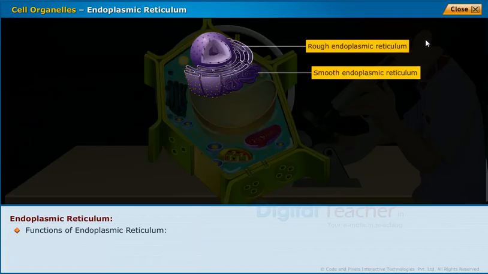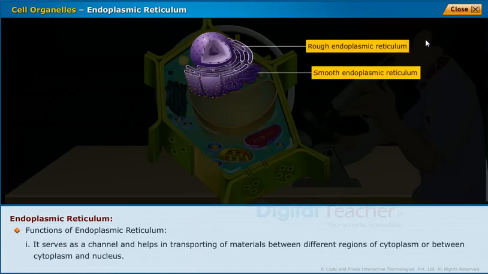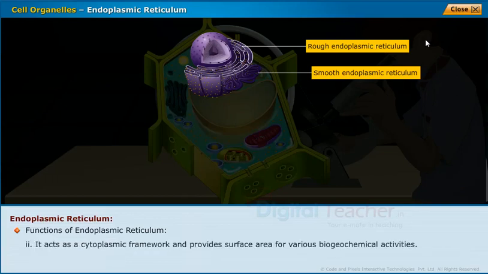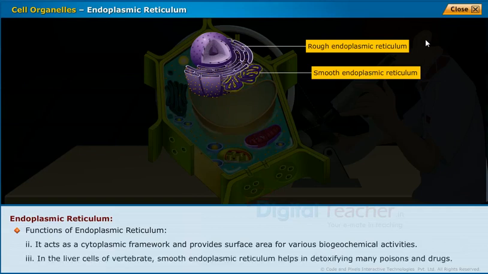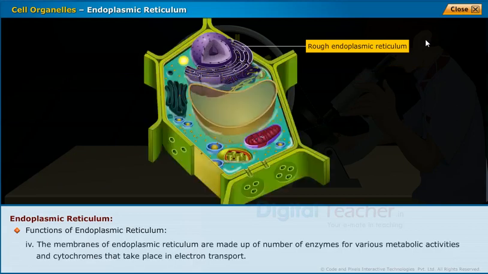Functions of endoplasmic reticulum. It serves as a channel and helps in transporting materials between different regions of the cytoplasm or between the cytoplasm and nucleus. It acts as a cytoplasmic framework and provides surface area for various biochemical activities. In the liver cells of vertebrates, smooth endoplasmic reticulum helps in detoxifying many poisons and drugs. The membranes of the endoplasmic reticulum contain a number of enzymes for various metabolic activities and cytochromes that take part in electron transport.